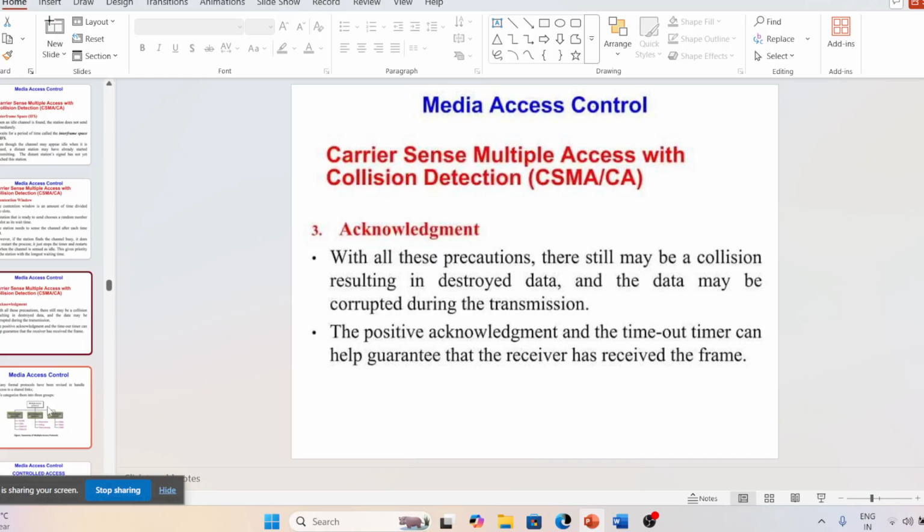The positive acknowledgement and the timer can help guarantee that the receiver received the frame. So how would you know that your data is being transmitted? When you receive an acknowledgement, जब आपको acknowledgement मिल गया है.